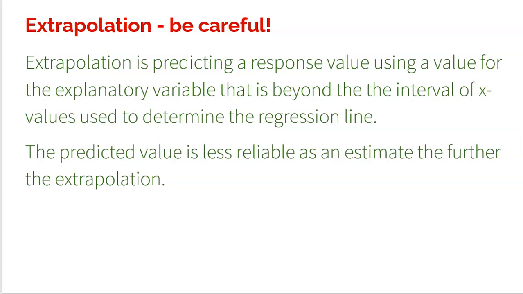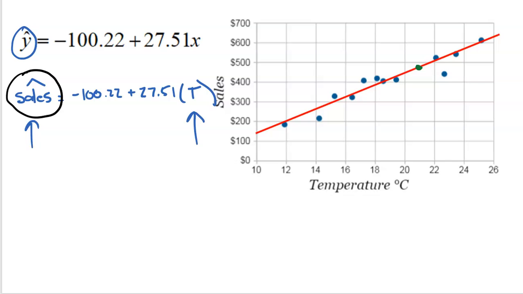Now, one more huge important thing to say here is extrapolation. What's extrapolation? Let me tell you. Definition first, and we'll go back and show you. Extrapolation is predicting a response value using a value for the explanatory variable that is beyond the interval of x values used to determine the regression line. Hold on, what? Okay, well, that's the formal definition.